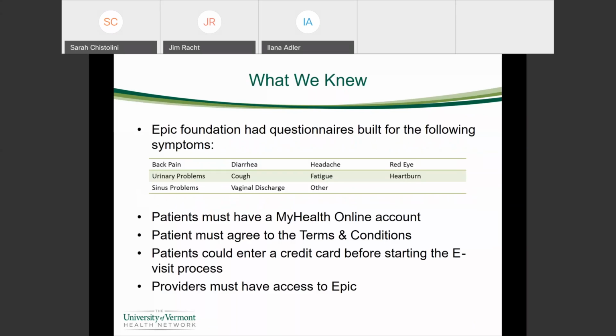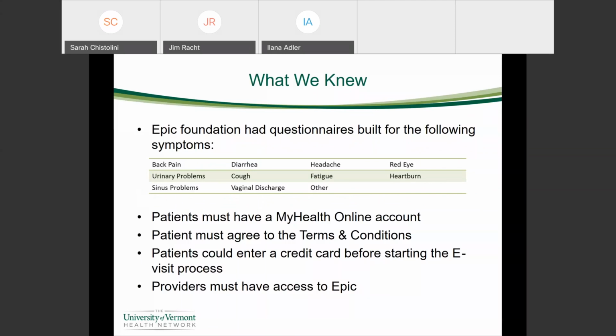So this table shows the questionnaires that Epic Foundation has built already and supplied. So back pain, diarrhea, headache, red eye, urinary, cough, fatigue, heartburn, sinus problems, vaginal discharge, and then other, which is very vague, but you can build your own.